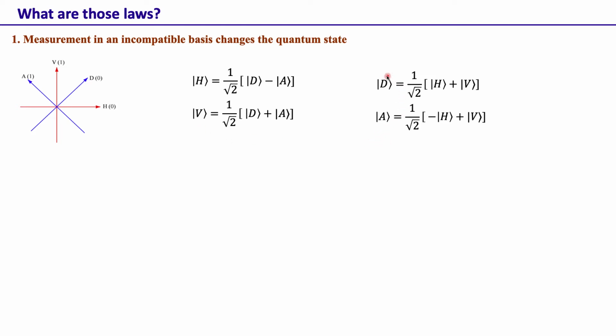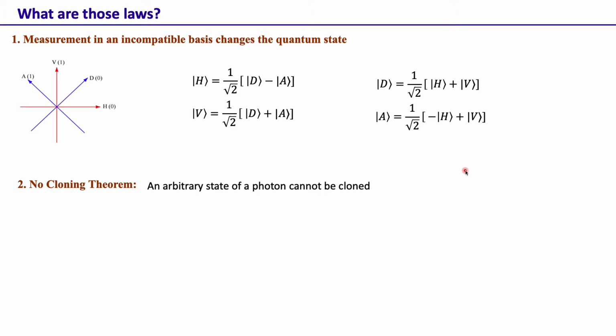Similarly, if the state is actually prepared in the diagonal/anti-diagonal basis, but we look at it in the horizontal/vertical basis, we of course have a 50% chance of seeing it in either state. So measurement in an incompatible basis changes the quantum state. That's the first law.